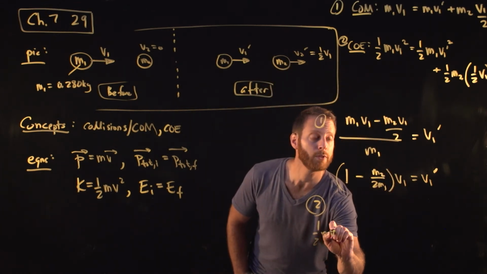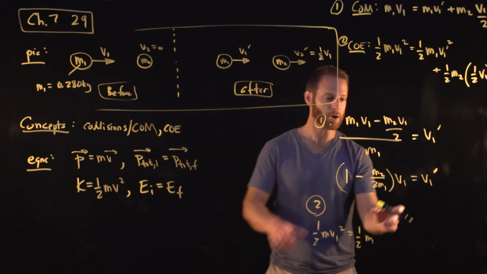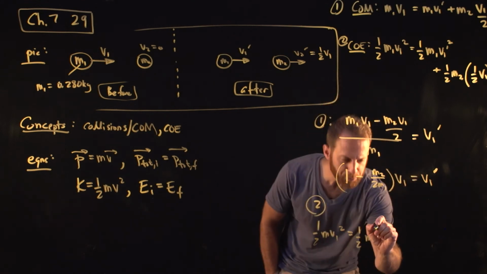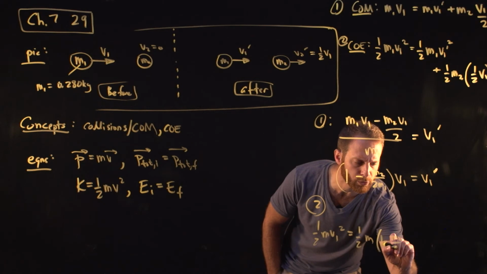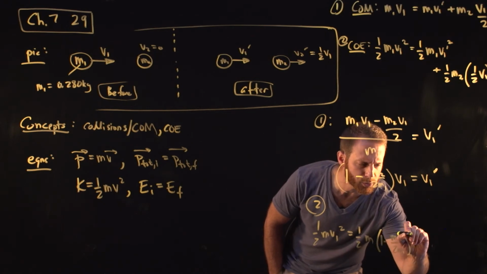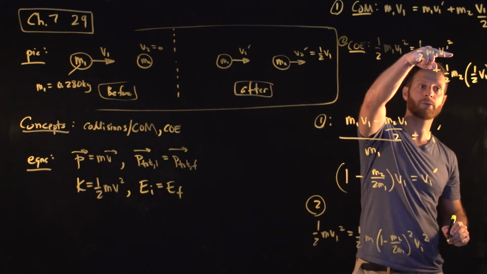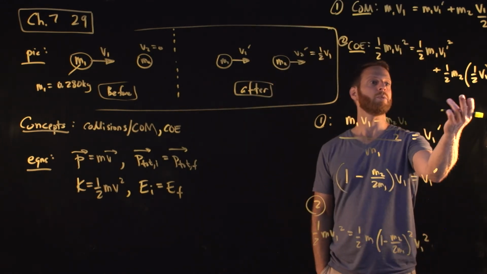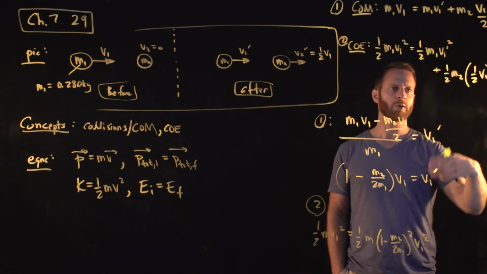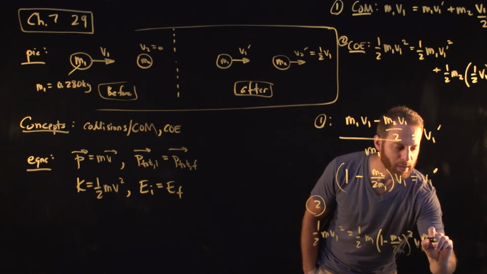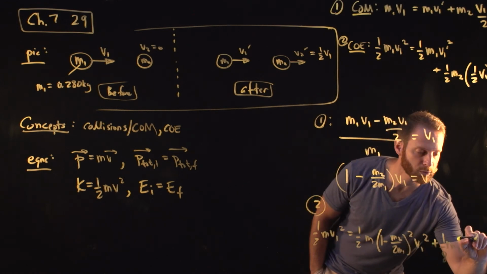1/2 m1 v1 squared is equal to 1/2 m1 v1 prime squared, which is this thing squared. So what we have is the quantity 1 minus m2 over 2m1, squared, times v1 squared. That takes care of this term. And then finally we have this over here, and I'm going to remind you that 1/2 quantity squared is 1/4, times this 1/2 makes that all 1/8 m2 v1 squared.